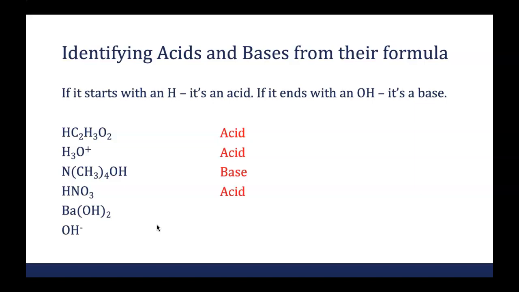Ba(OH)2, I see that OH group, it's a base, and then OH minus, it's going to be a base. All right, so that's going to be our simple way to classify if something is an acid or a base.